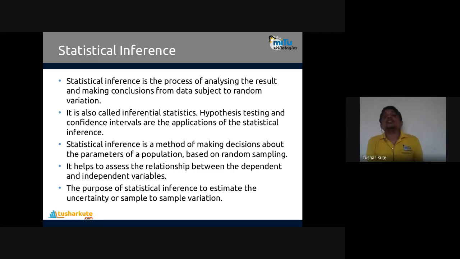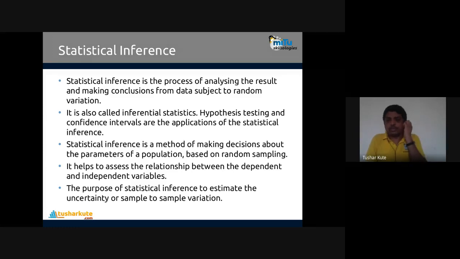For example, rather than using a large population of data, you find the relationship between a sample of data and you apply that to the whole population. Your model is built on very small data and you apply those results on a very large set of data. That is what the application of statistical inference techniques is. The purpose of statistical inference is to estimate the uncertainty or sample to sample variation.